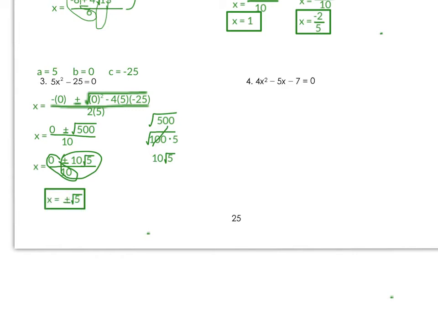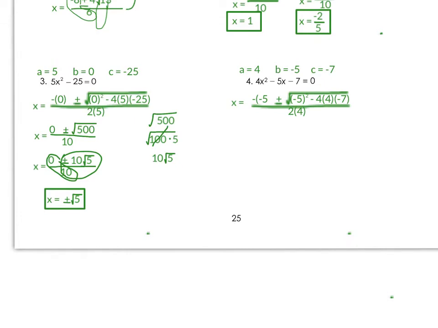Okay, on to number 4. So here we have 4x squared minus 5x minus 7. It's already all set to go. Everything is in standard form, so I can first go ahead and identify what A, B, and C are. Once we have those identified, then it's just a job for using the quadratic formula to go ahead and sub in A, B, and C in place of those variables in the formula.